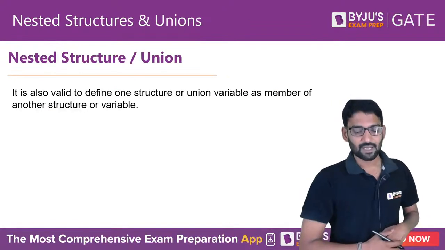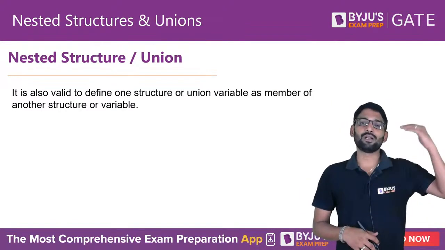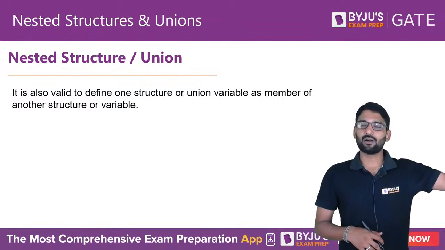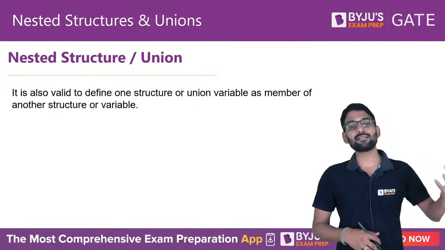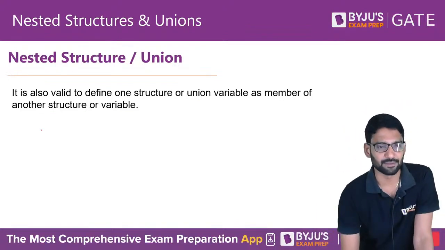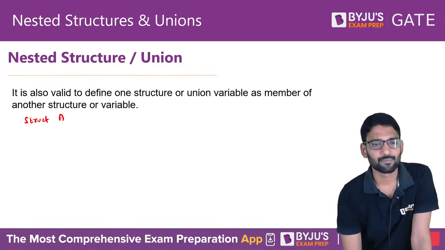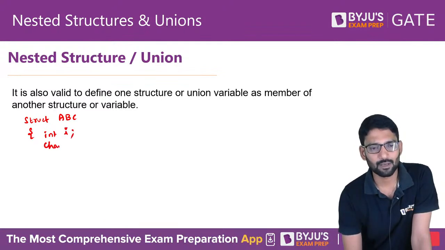Great. And guys, it is also valid to define one structure or union variable as a member of another structure or union. What does this mean? Suppose there is a struct abc with int i, char j, float k.